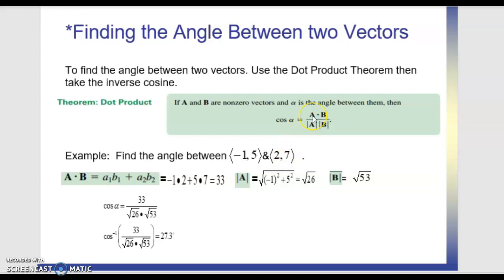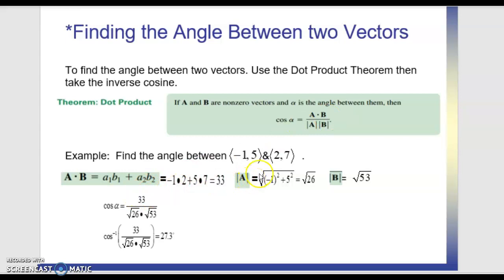So our numerator tells us to multiply A times B, vector A times vector B. Here's the formula from the previous slide. So multiplying first component of A, -1 times 2, adding to that what we get when we multiply 5 times 7. That gives us an answer of 33 for our numerator.